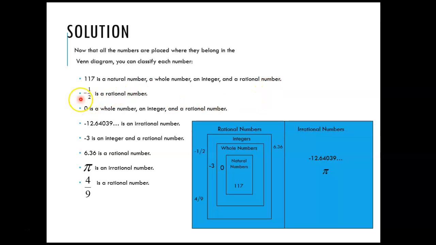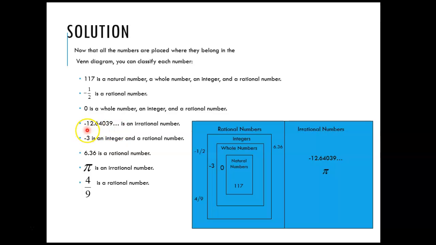Okay, let's move on to -1/2. That is a fraction. Remember fraction, guys? Fractions are rational numbers, whether they're positive or negative. So it's only a rational number. If you notice, this is the most outer rectangle. 0. 0 is a whole number, an integer, and a rational number. So remember, 0 is not a natural number, so we start at whole number right here. And because it's a whole number, it's also an integer. And because it's an integer, it's also a rational number.